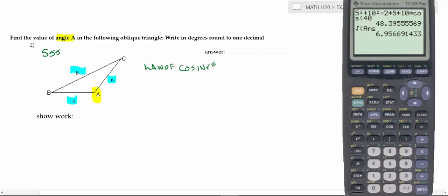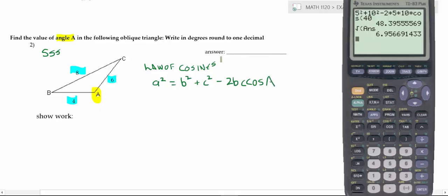Okay, so since I'm finding angle A, I want to use the law of cosines that relates the side opposite A. So I'm going to write down A squared equals the sum of the squares of the other two sides, and then times the cosine of the angle that's opposite A. So we're going to do that.